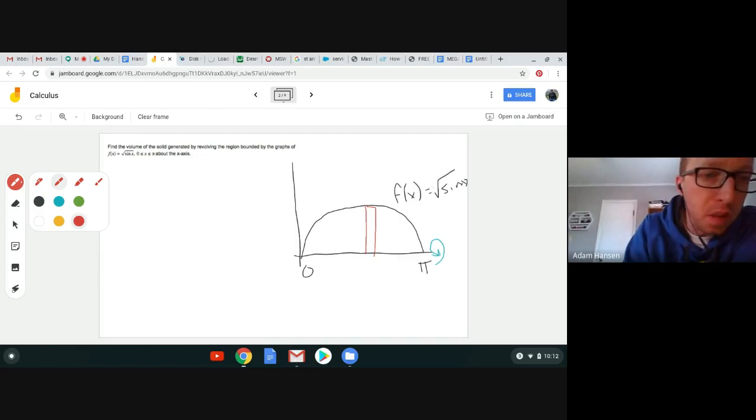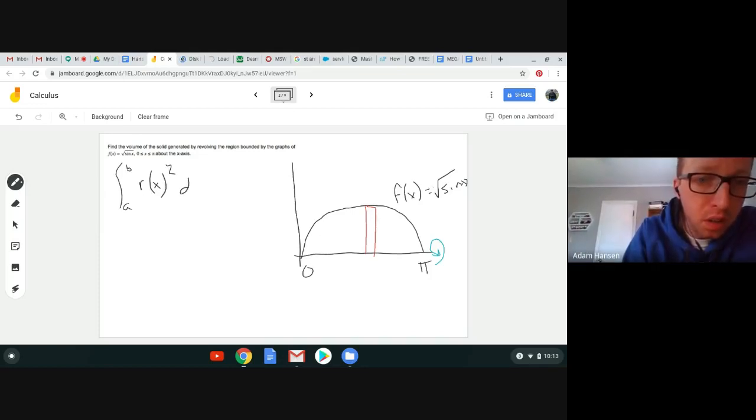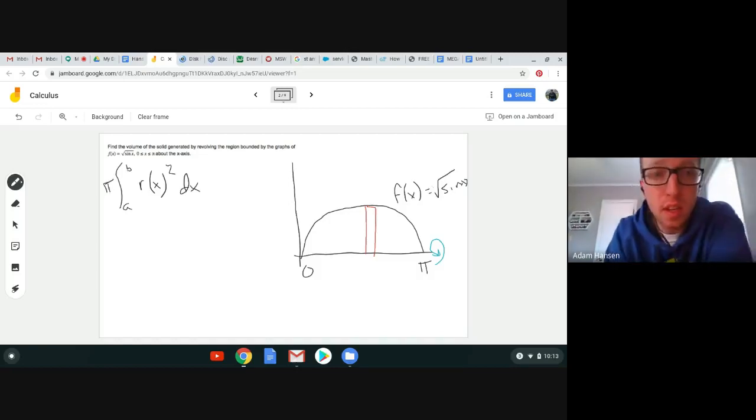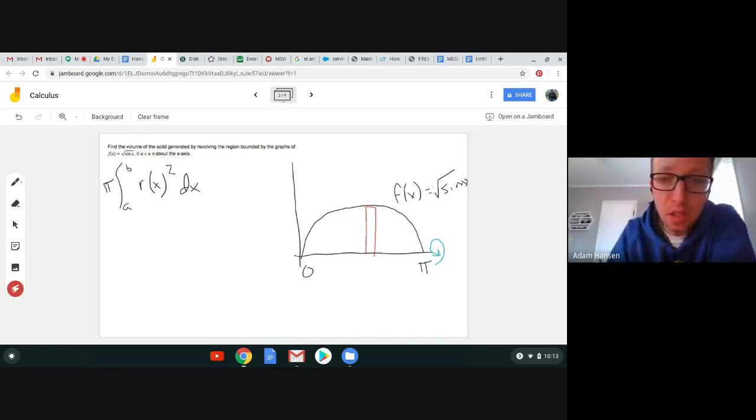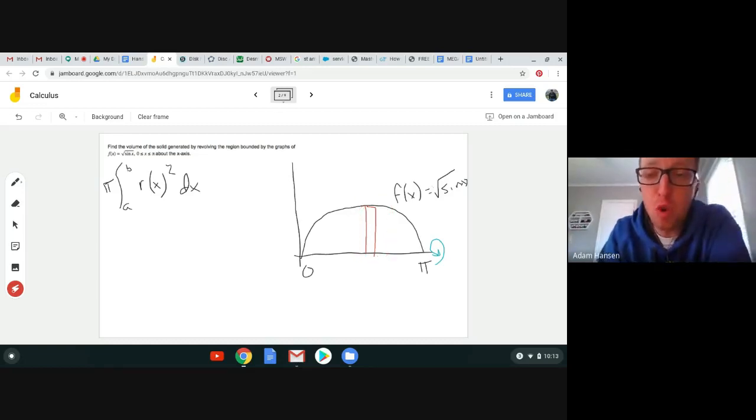So for the disk method, we're looking at the definite integral from a to b of r of x squared dx. Don't forget the pi. It's like we're taking the sum of an infinite number of each of these disks and adding them all together to represent the overall volume of this solid of revolution.